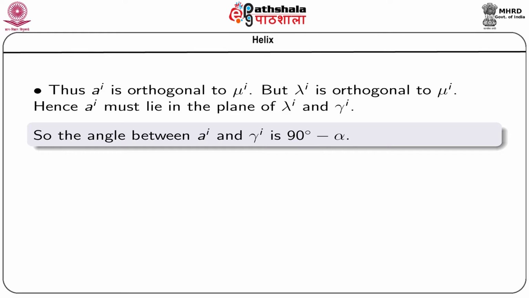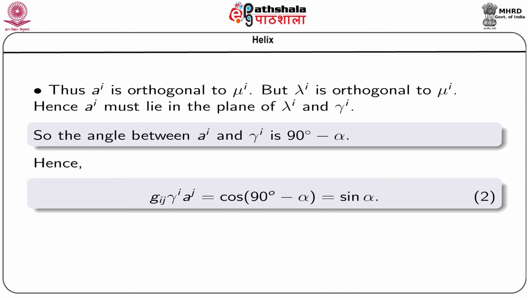So, the angle between A^i and gamma^i is 90 degrees minus alpha, because A^i is making angle alpha with lambda^i. So, it is making angle 90 degrees minus alpha with gamma^i. So, we can write G_ij gamma^i A^j equals cos of 90 degrees minus alpha, and that is equal to sin alpha.